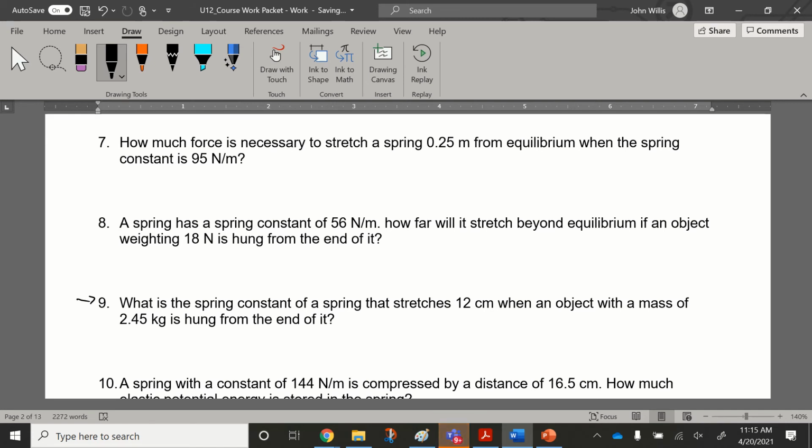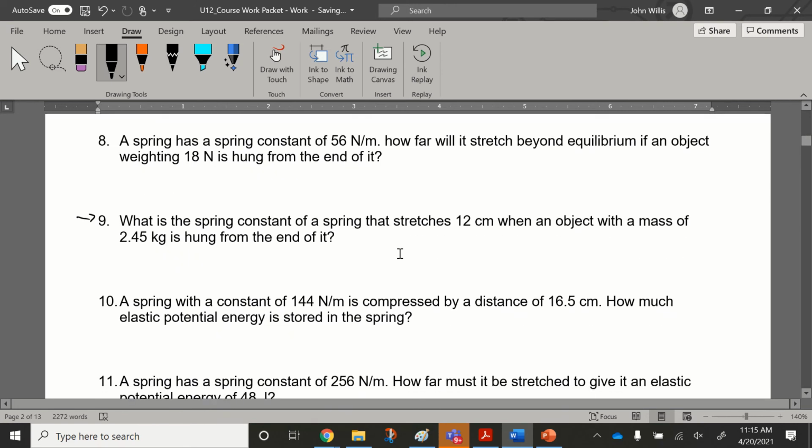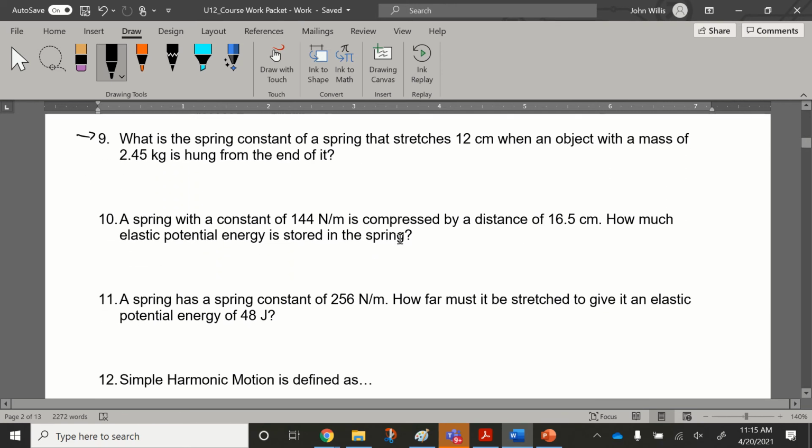Oh, no, you're looking for the spring constant. Never mind then. One of these I thought you had to find the mass. I guess not. Don't worry about it. So these will all be pretty straightforward. Simpler than what I just did. I guess that's my point.